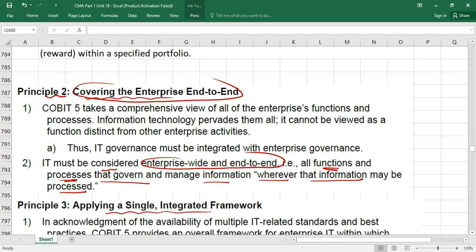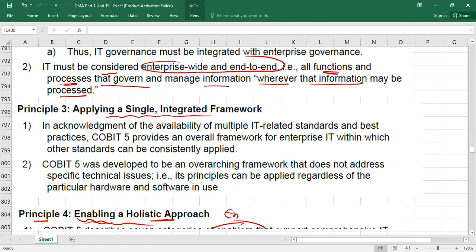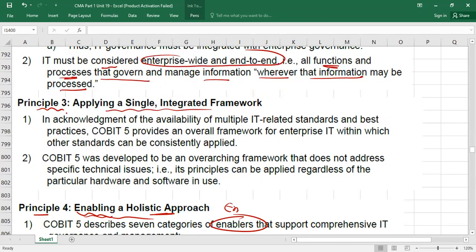Okay. So in simple words, what is principle number 2? Covering the enterprise end to end. Apply IT throughout the company. That is called covering the enterprise end to end. It is not more than that. And then, guys, there is the next principle, number 3, but overall it is 4, because I told you the holistic approach was second. So that is called applying a single integrated framework.